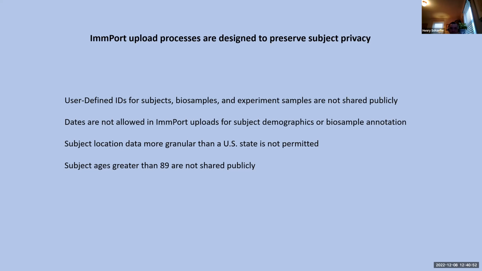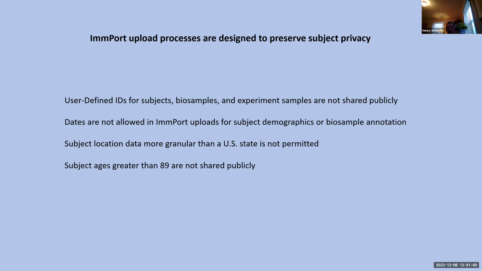Okay. We don't allow subject locations that are more granular than the state. And that's, again, government required policy. And we do things like ages that are larger than 89 are automatically not displayed, and that's government mandated to preserve privacy. When you create your subject records, you can also bin ages, so you can say, I can tell you my subjects are between the ages of 30 and 40, but I'm not allowed to give you more granular information about their age.